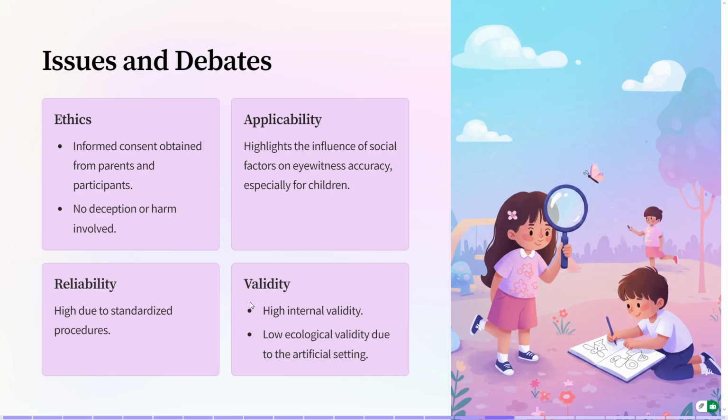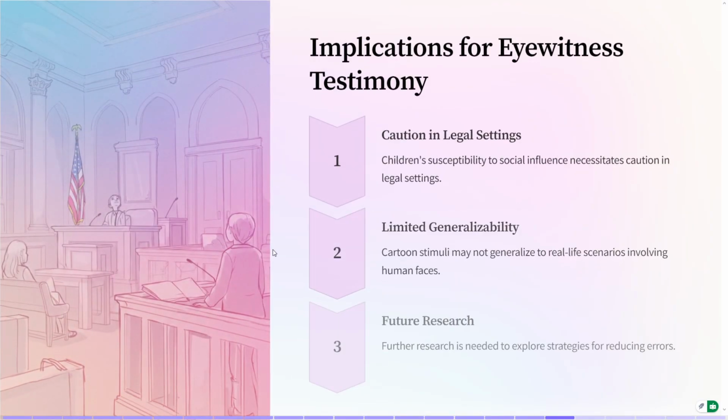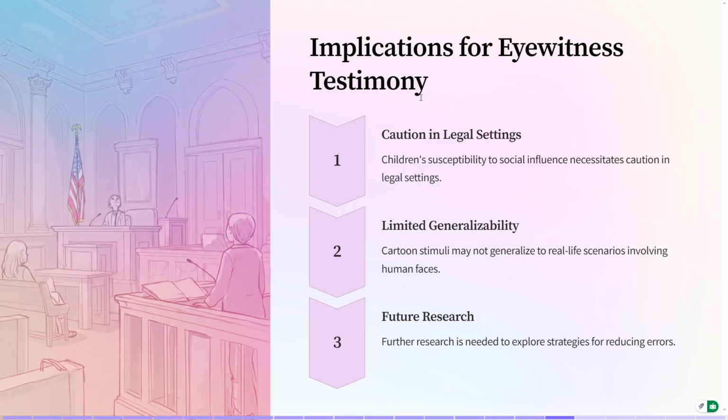Validity: there is high internal validity because you control extraneous variables as much as possible. However, low ecological validity. Generalizability: unequal sample size, children versus adults. Also, the representation of male versus female is not equal. Familiarity requirement: familiarity with Diego and Dora. Restricted age range, 4 to 7 years old, reduces generalizability. Will people above 30 behave the same way? We don't know. This limits the generalizability of the study. Implication for eyewitness testimony: you have to be more cautious when it comes to legal situations.